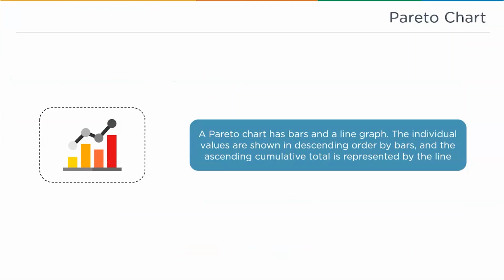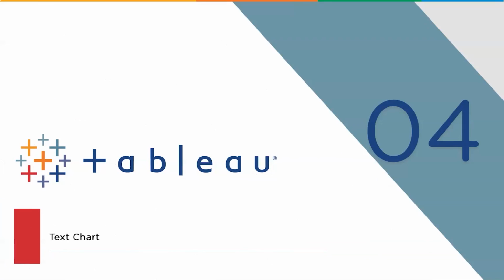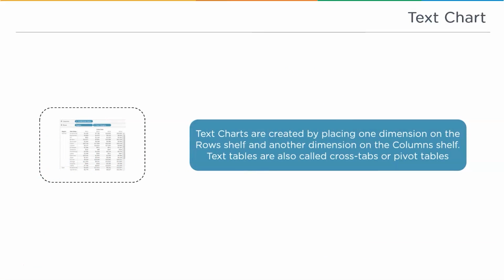Now moving ahead, the next type of chart that we will be discussing today is the text chart. There is nothing much of a rocket science in text chart. It's just a simple tabular way of expressing your data. Text charts are created by placing one dimension on the row shelf and another on the column shelf. Text tables are also called as crosstabs or pivot tables.